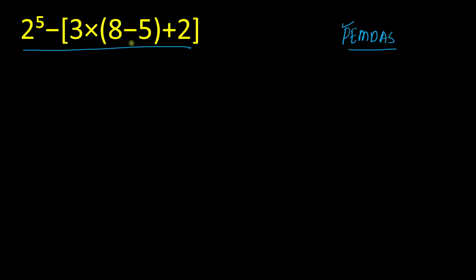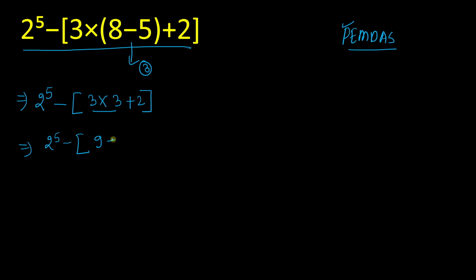First, we have to solve this parenthesis part, which is 8 minus 5, and this will give 3. So we can rewrite our expression as 2 power 5 minus parenthesis 3 times 3, plus 2. In the next step, we have to multiply 3 times 3, and this will be 9 plus 2. And here we will rewrite 5 minus 9 plus 2, this will be 11.